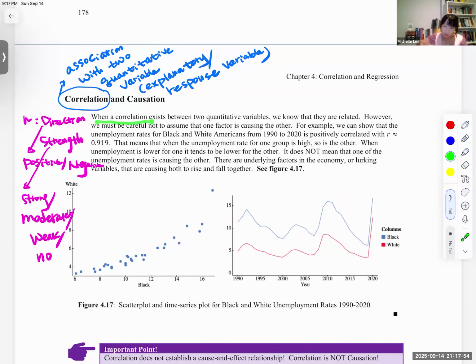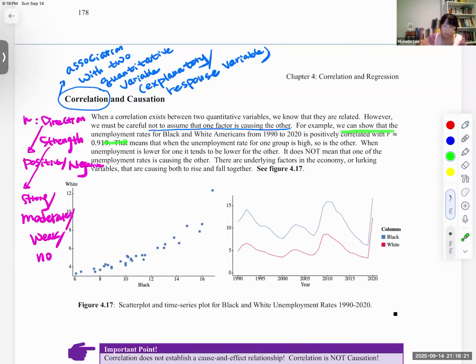When correlation exists between two quantitative variables, we know that they are related. However, we must be careful not to assume that one factor is causing the other. Yeah? So we should not do that. Let me underline here. Not assume that one factor is causing the other.